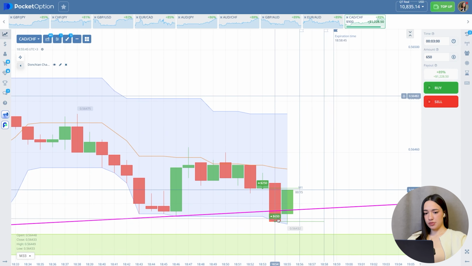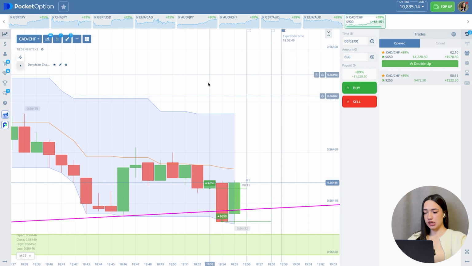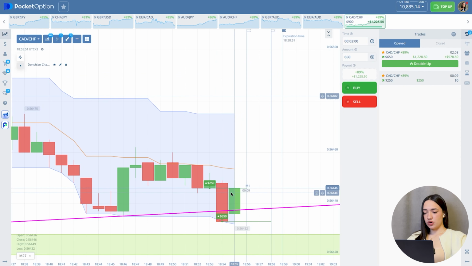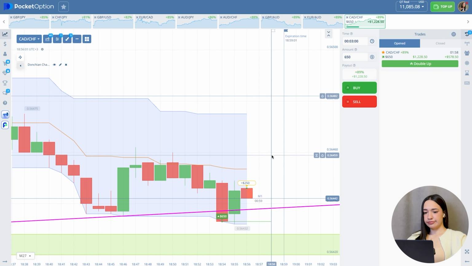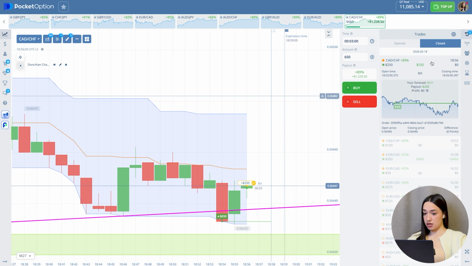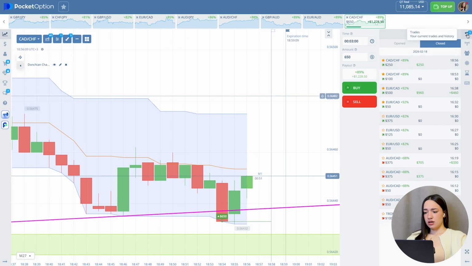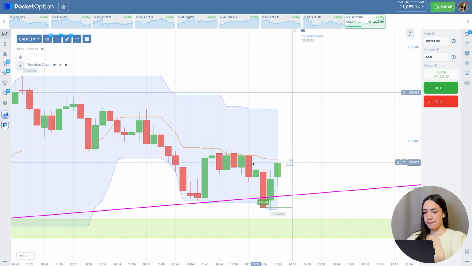And as I said before, the previous candle showed good downward dynamics. So now we see a strong green candle. Really impressive one. And the second position closed at break-even. Good, so we didn't lose anything. And the third trade remains.